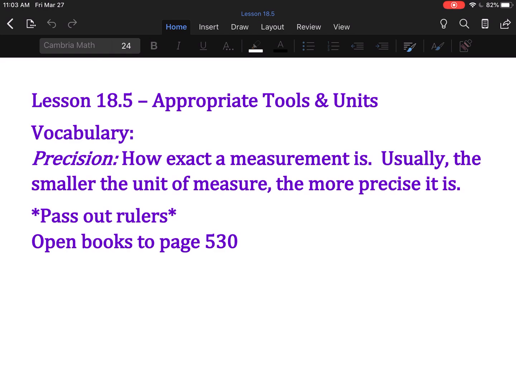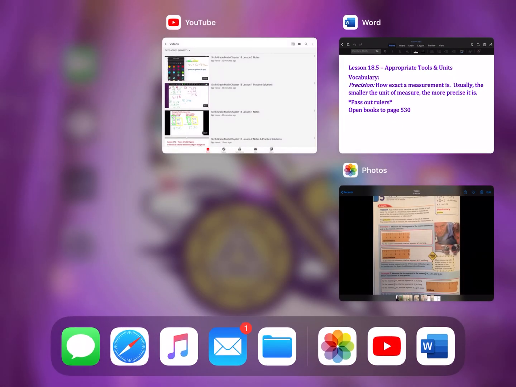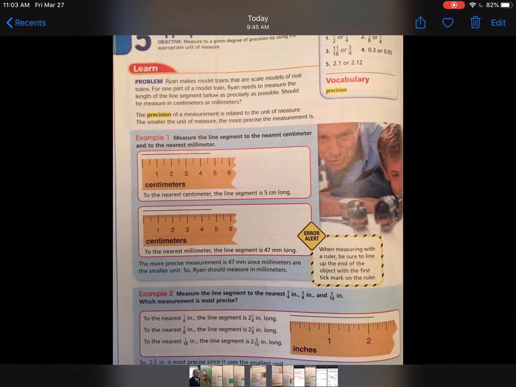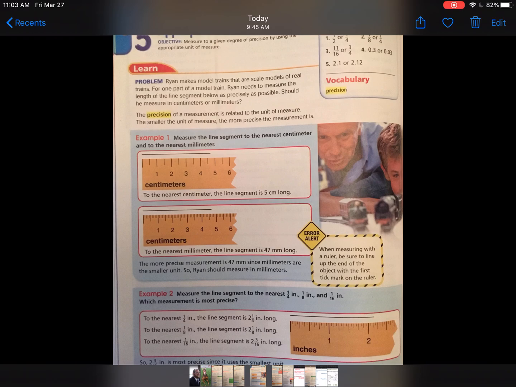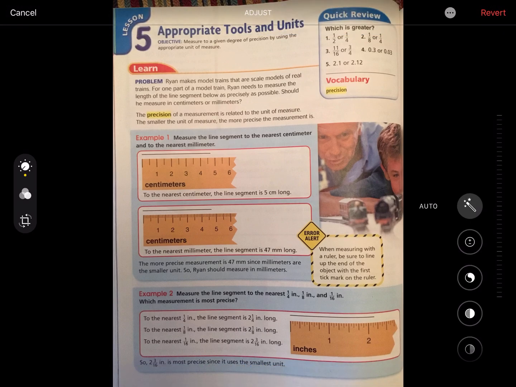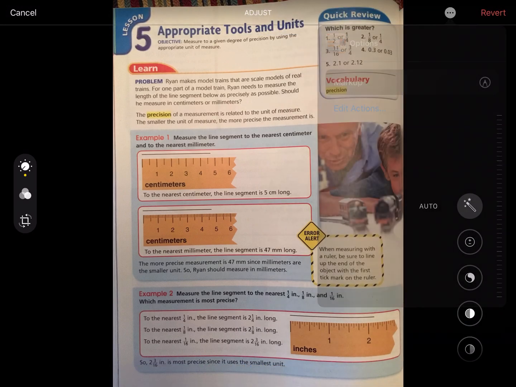And we're going to go to page 530. So if you've got your book, go there. If not, here it is. So, let's see here. I did figure out how I can write on these. So here we go.